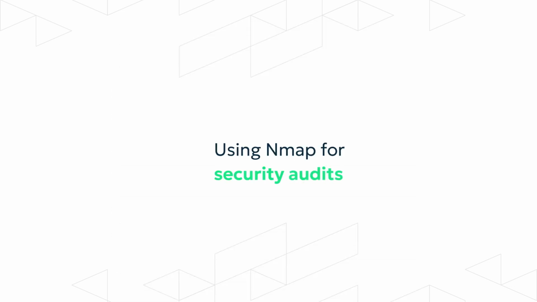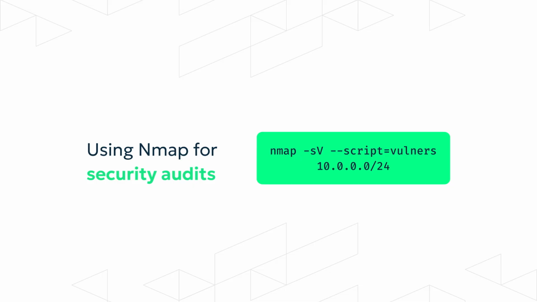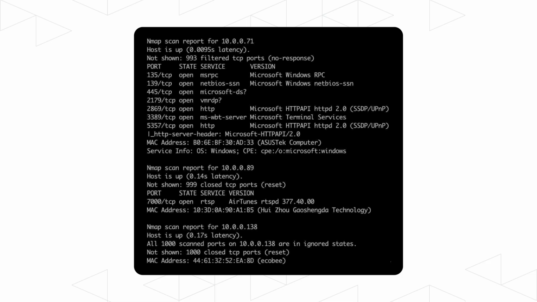Nmap performs security auditing using the Nmap scripting engine, or NSE, which uses the Lua programming language. For our example, we'll use the vulners script. Once we've run the following command using our sample IP range, we'll get this partial result, which shows that the network has no vulnerabilities.